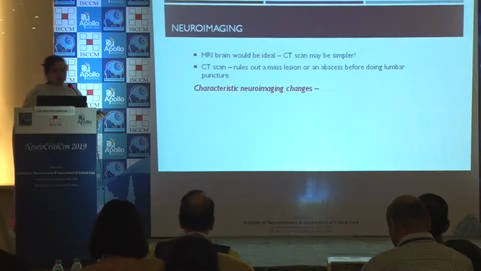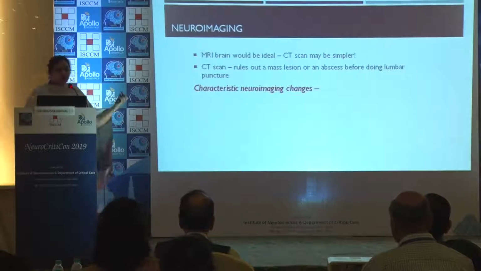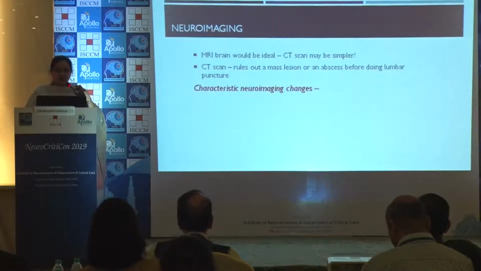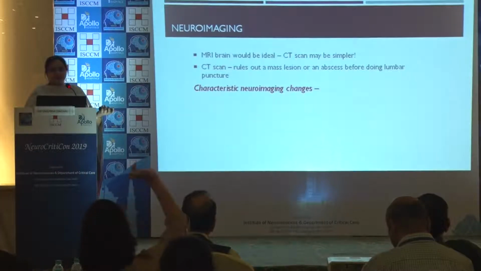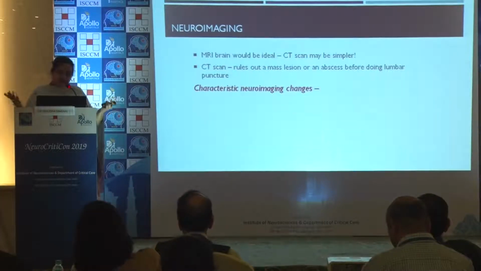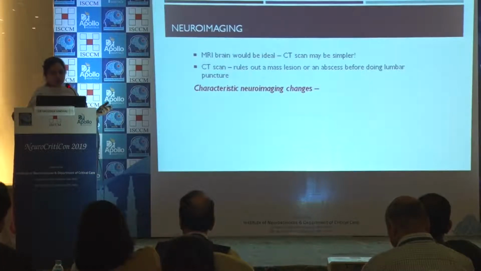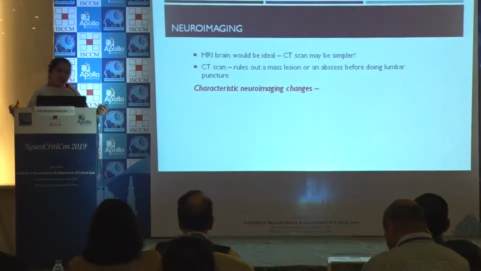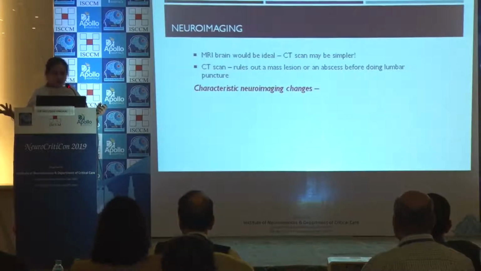What about neuroimaging? How many of you do an MRI as soon as you suspect a case of meningitis or encephalitis? How about an MRI? 1, 2. All right. How about a CT? Okay. CT scan is simpler. It helps us to rule out a mass lesion or an abscess before doing a lumbar puncture. And if the patient has viral encephalitis, it may even show changes, frontotemporal changes.